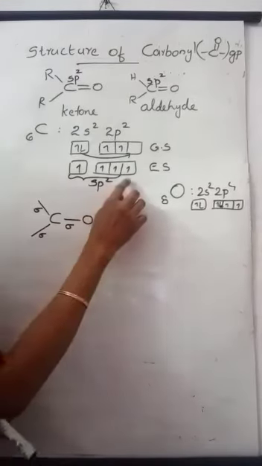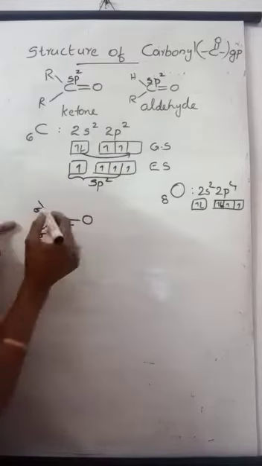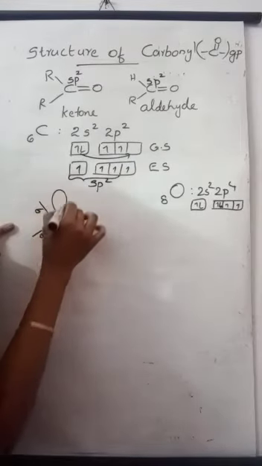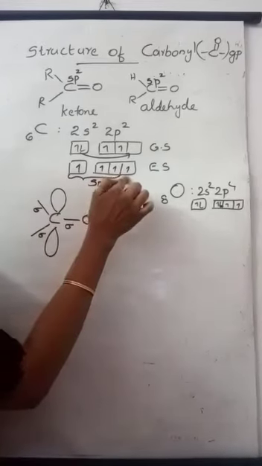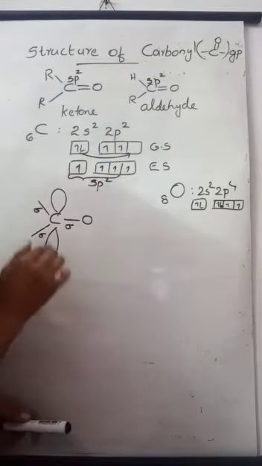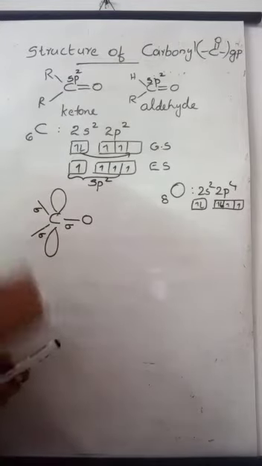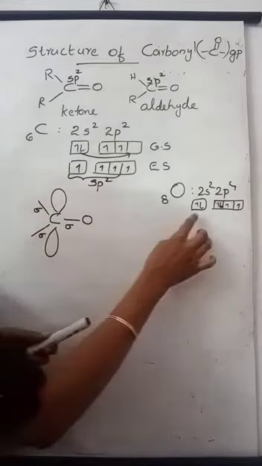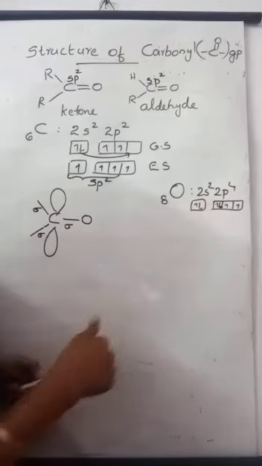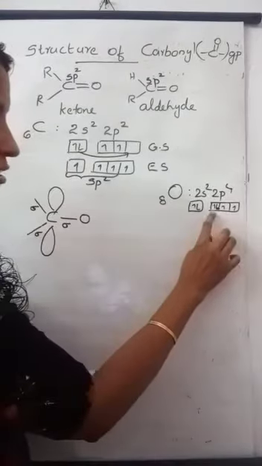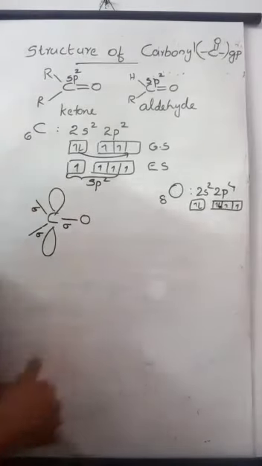Now see the 4th unhybridized p atomic orbital that is present in carbon, which is perpendicular to the sigma plane. If this is the sigma plane, this unhybridized p atomic orbital is perpendicular to that plane. Here in oxygen atom, the electronic configuration, oxygen atomic number 8, 2s2, 2p4. 2p4 configuration means first p orbital fully filled, the other 2 are half filled.